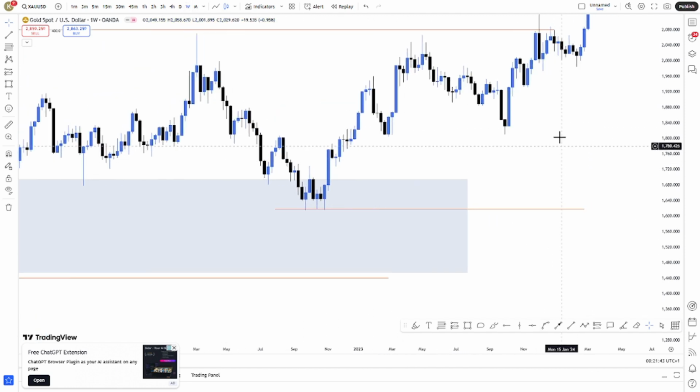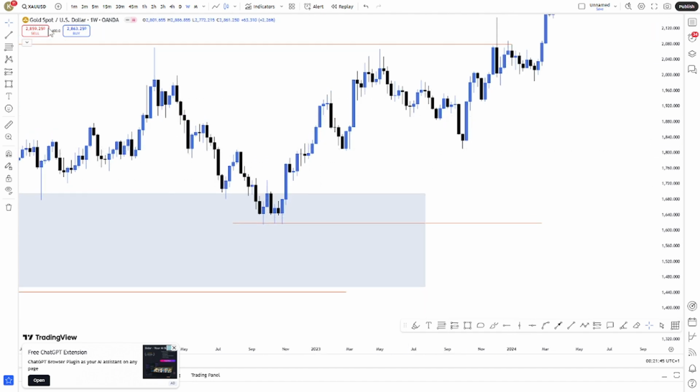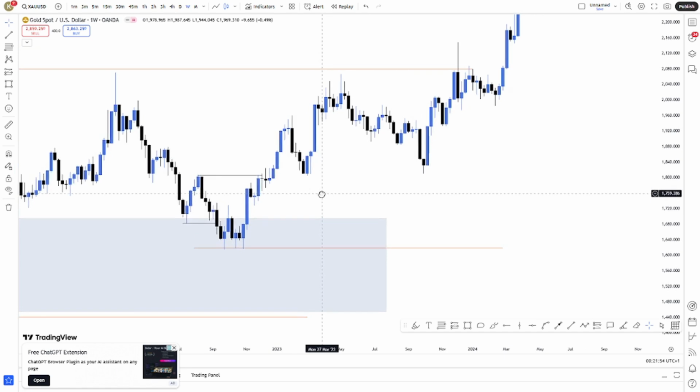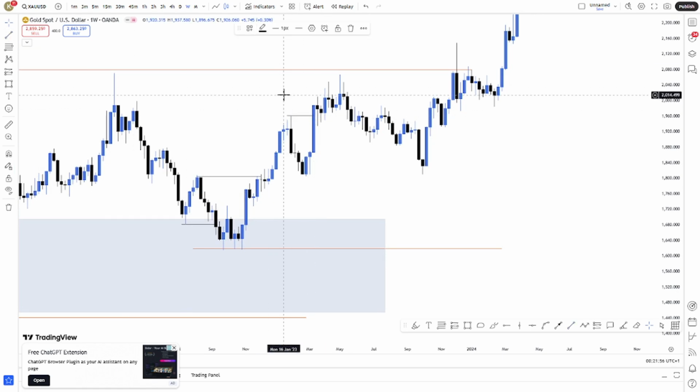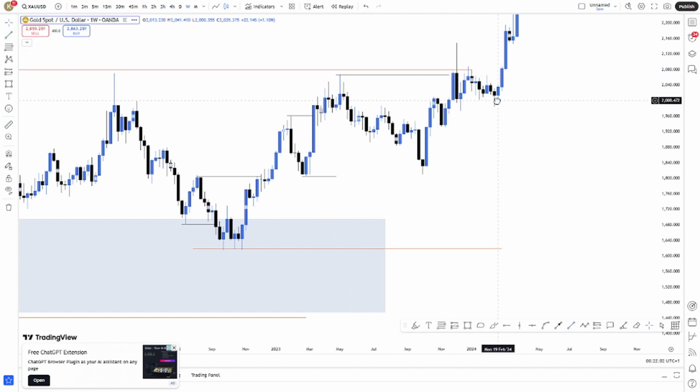So that's exactly what is going on here. So how do we mark this? We mark our weekly with black. Then we mark this. Then we mark this black. And then we mark this black. And then we mark this black.